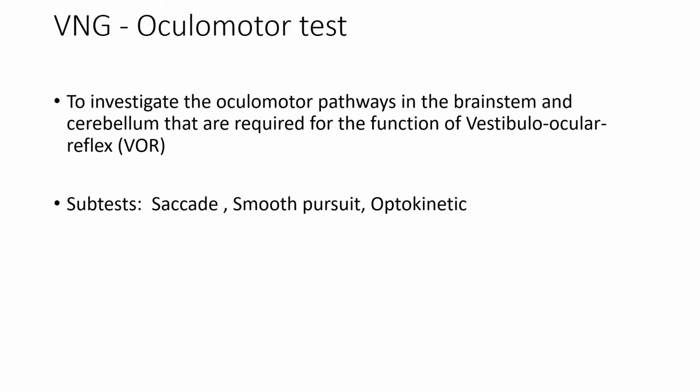So in this test, we investigate or study the oculomotor pathway in the brainstem and cerebellum, which is required for the function of the vestibular ocular reflex. So the subtests are Saccades, Smooth pursuit, and Optokinetic.